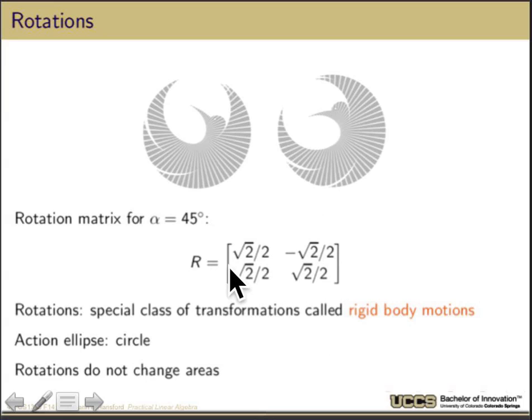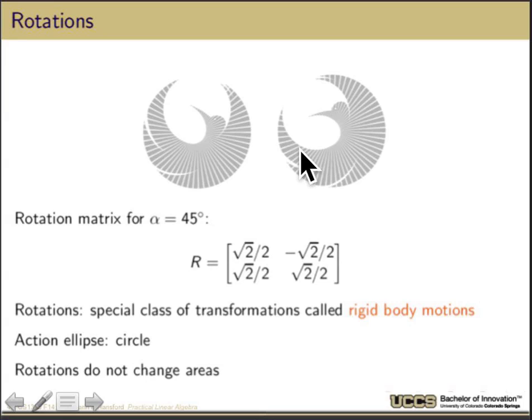Notice that if I had this same thing and I multiplied them all by 2, I could rotate, but I'd also have changed scale. Rotations don't change areas. Their action ellipse is a circle. It maps circles to circles. They just have been rotated as they're going to be. Rotations are a special class of transformations called rigid body motions. They're also called orthogonal transformations, and they have a bunch of other special properties. We'll talk about those more later in the semester.